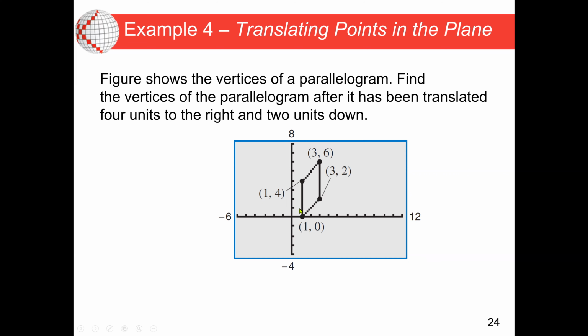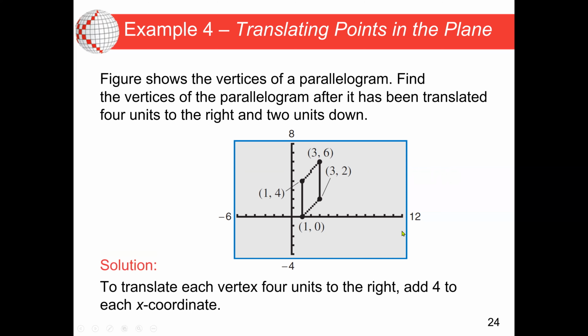So in this case, y is 4. They say we should move it 2 units down, so y becomes 2 now. So my new point for 1 and 4 becomes 5 and 2. My new point for 3 and 6, again, we move it 4 units, so x will be 7 now. And y, 6 down 2, so it will be 4. So that's the solution given.